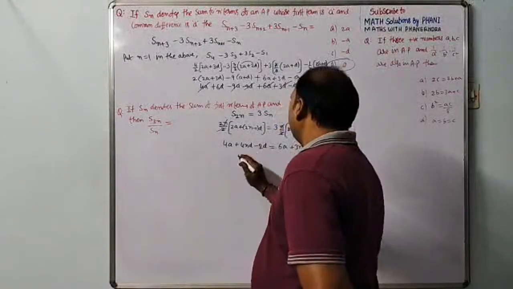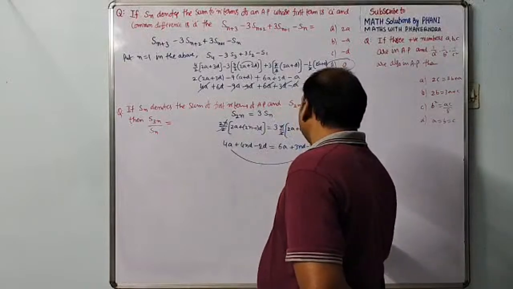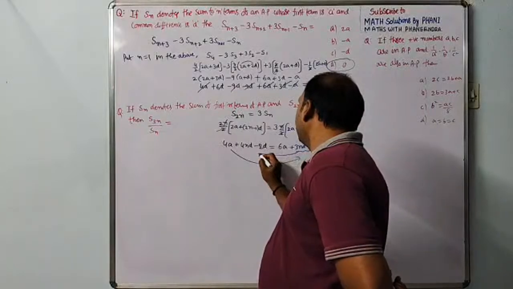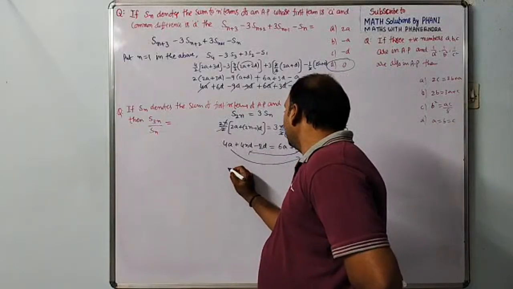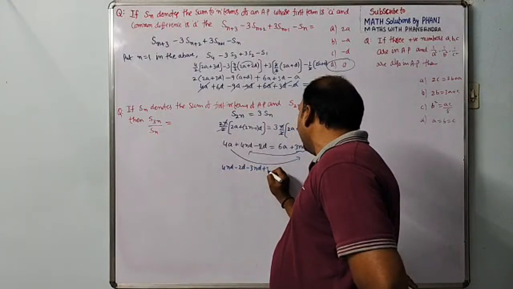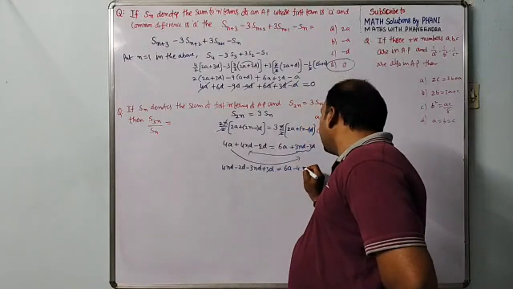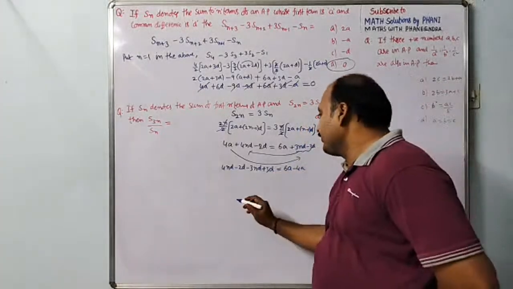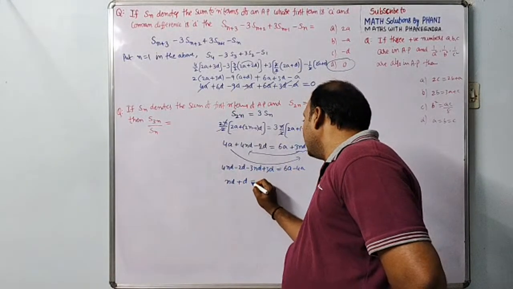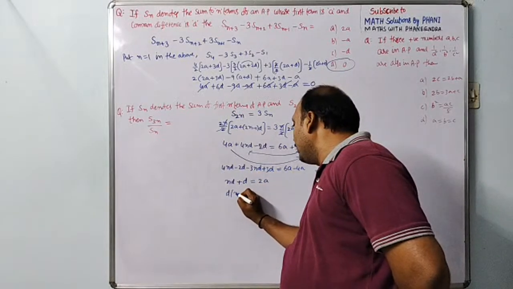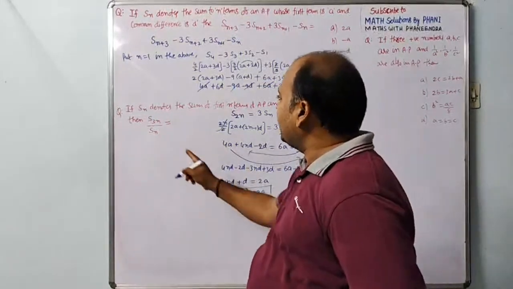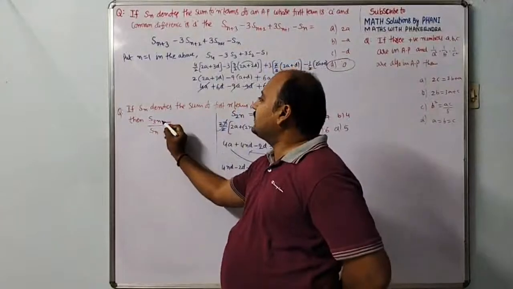So now these values are being assigned. Better to bring the a terms here and these terms here. So 4nd minus 2d minus 3nd plus 3d is equal to 6a minus 4a. Okay, dear students, 4nd minus 3nd is nd, minus 2d plus 3d is d, equal to 2a. So d into n plus 1 equal to 2a.